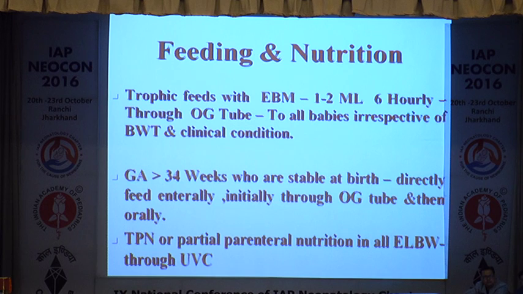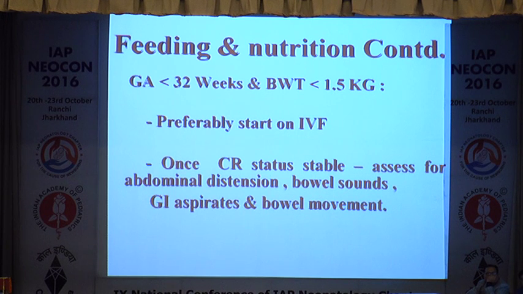Then trophic feeds, as we talked, 1 to 2 ml 6 hourly, can be started from day 1 once the baby is stable. If the gestation is more than 34 weeks, such babies you can start on breastfeeding or through an OG tube, which we have already talked about. And TPN or partial parenteral nutrition in LBW through UVC, we have talked about.